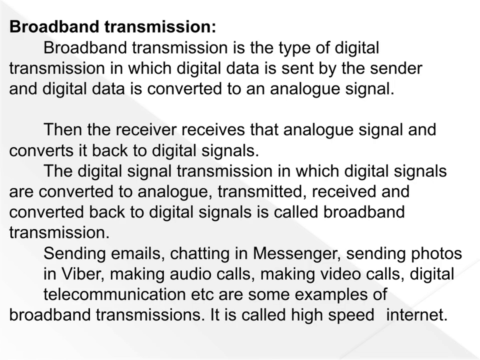Now, let's talk about broadband transmission. Essentially, broadband transmission is a type of digital communication where digital data from the sender is converted into an analog signal for transmission. Once this analog signal reaches the receiver, it's converted back into digital data. This process involves converting digital signals to analog, transmitting them over the network, and then converting them back into digital on the other side. It's a continuous cycle that allows us to send large amounts of data quickly and efficiently.